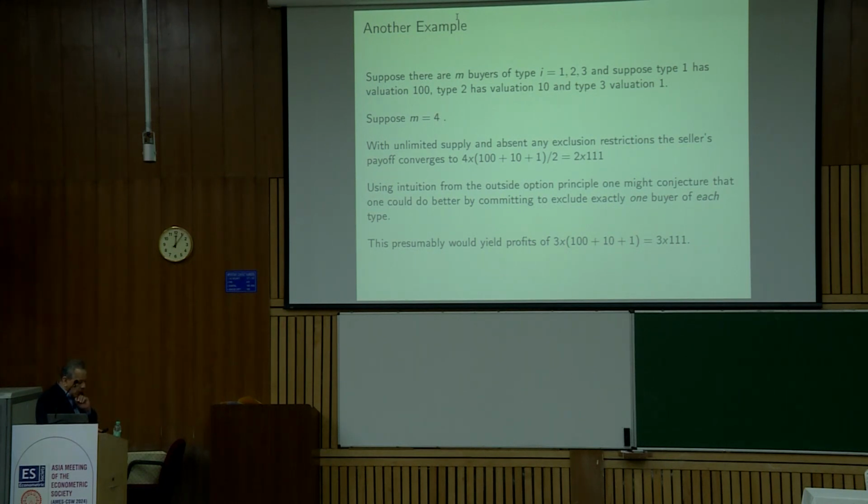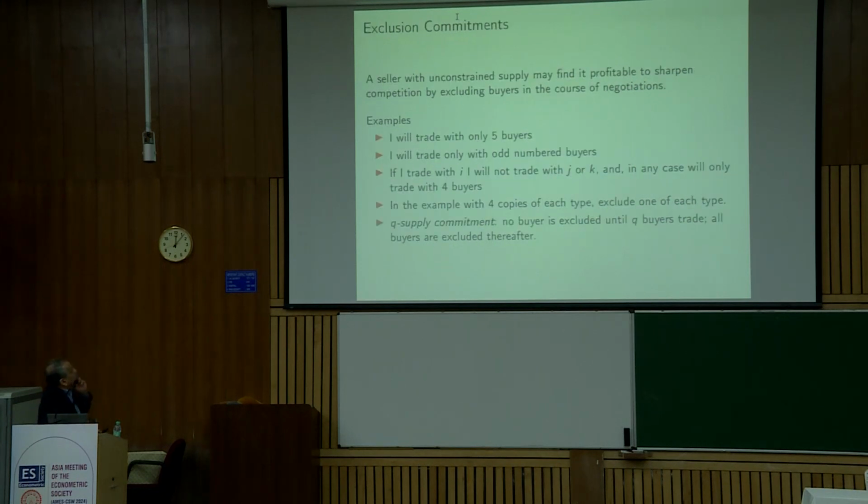Okay, so by committing to an exclusion restriction of that sort, one would conjecture you would be able to get a payoff equal to that. Which of course is in excess of what you would get without any exclusion restrictions. So the point of this slide, if the details are a little obscure, is that there is a prima facie case for thinking about complex exclusion restrictions, a rich set of exclusion restrictions.